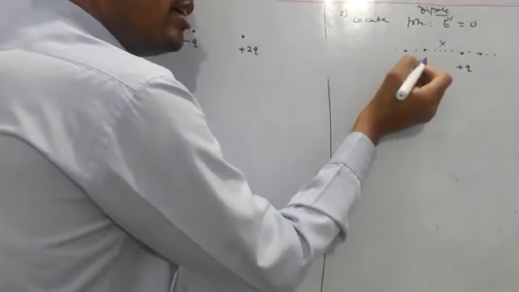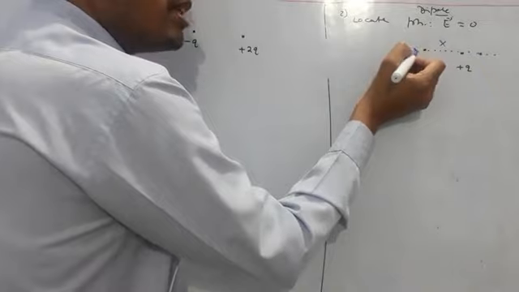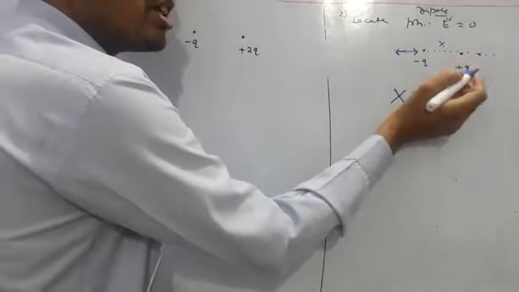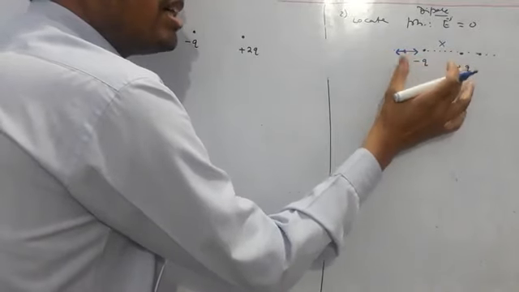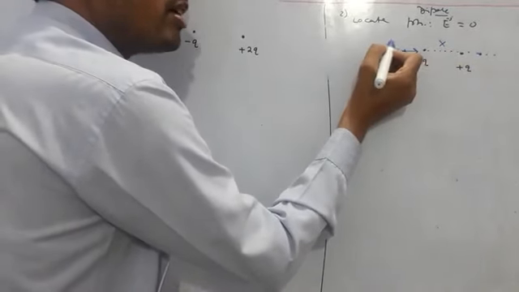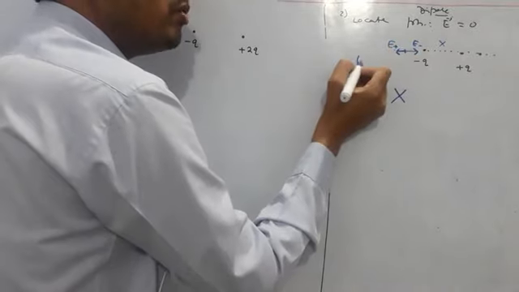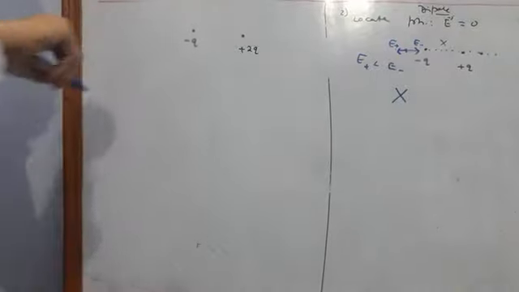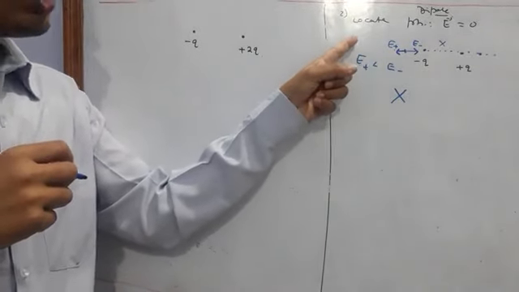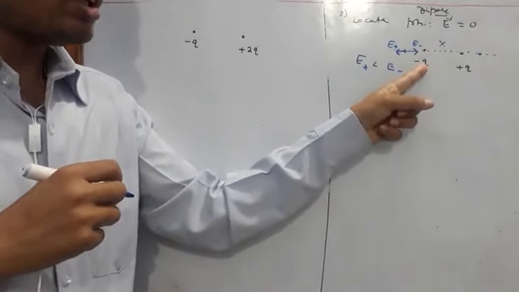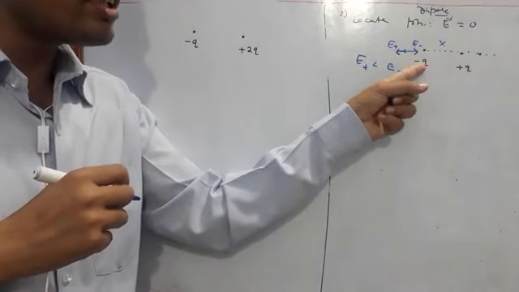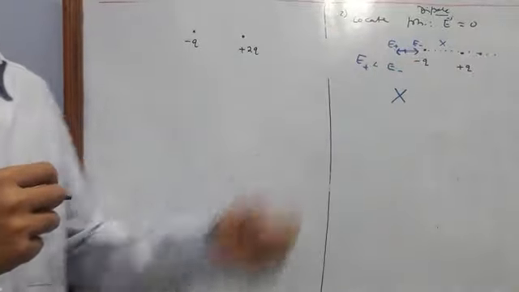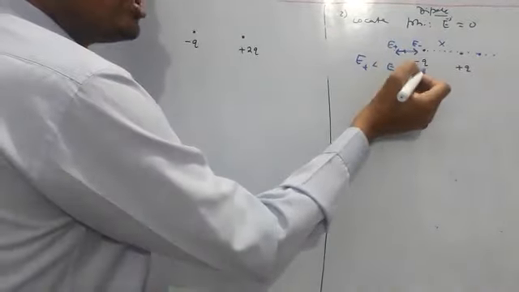To verify, due to the negative charge, the electric field will be in this direction. Due to the positive charge, the electric field will be in this direction. But this positive charge is separated by a larger distance, so its electric field E plus will be less than E minus, always. Any point you take in this region will always be closer to minus Q, and therefore minus Q will have a greater electric field compared to plus Q. Although their magnitudes are the same, the distance will always be closer for this charge.